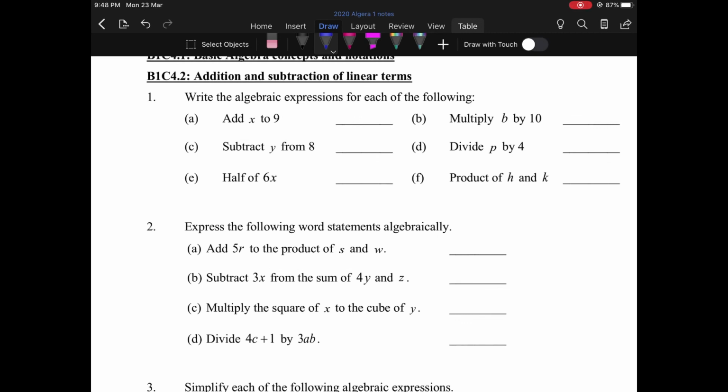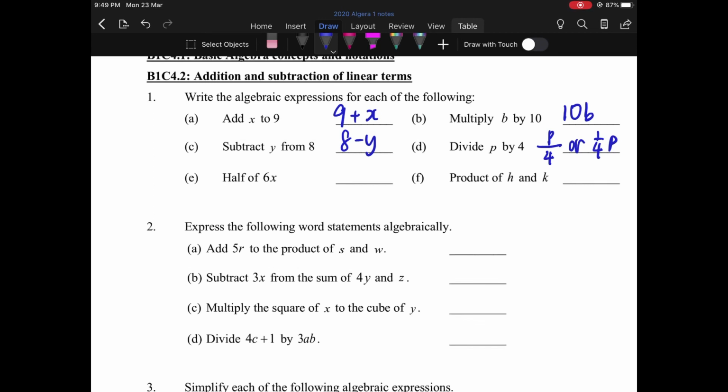Okay, question 1a. So we need to write the algebraic expressions for each of the following. So to add x to 9, we'll write it as 9 plus x. And to multiply b by 10, we usually write the number before the alphabet. Next, we'll subtract y from 8. And next, divide p by 4. We can write it as a fraction, p over 4. Or we can write it as 1/4 of p.